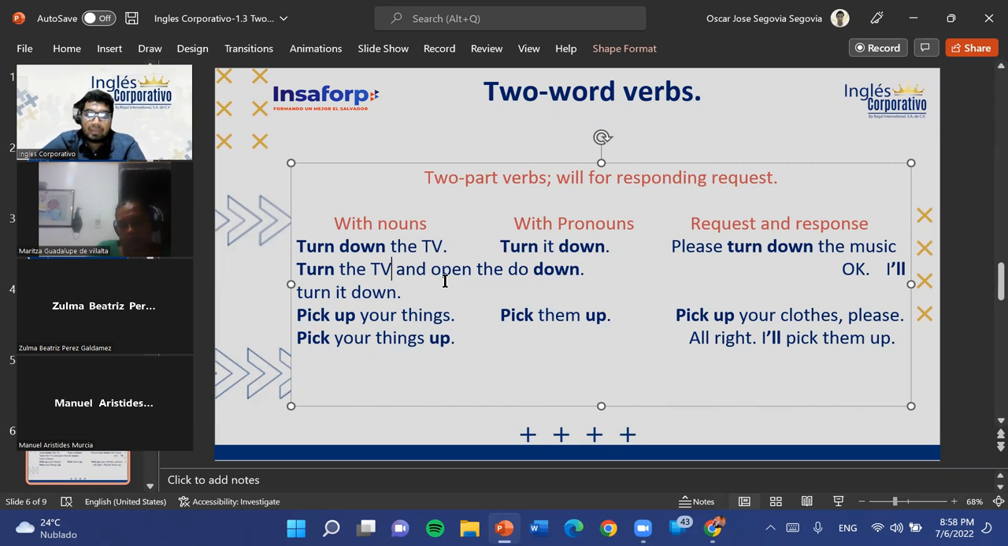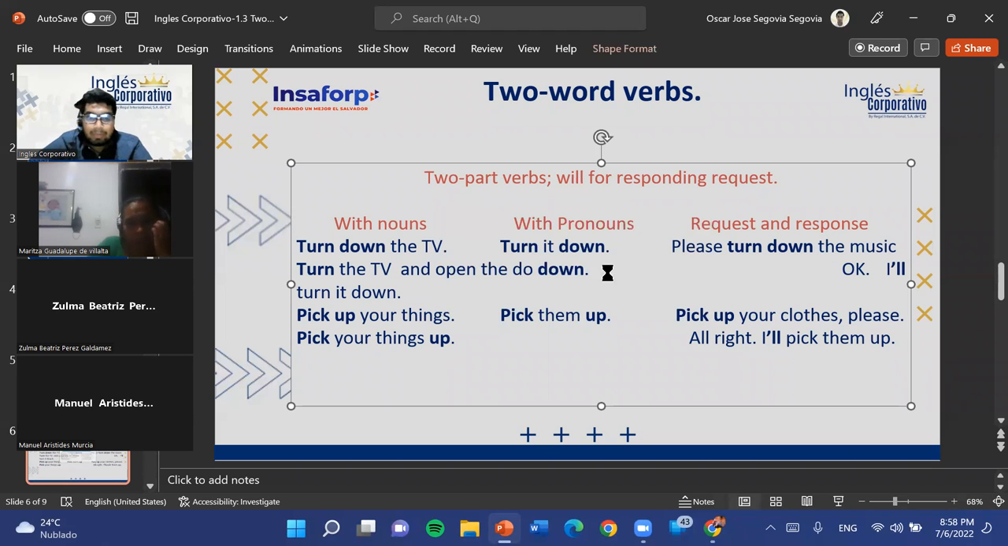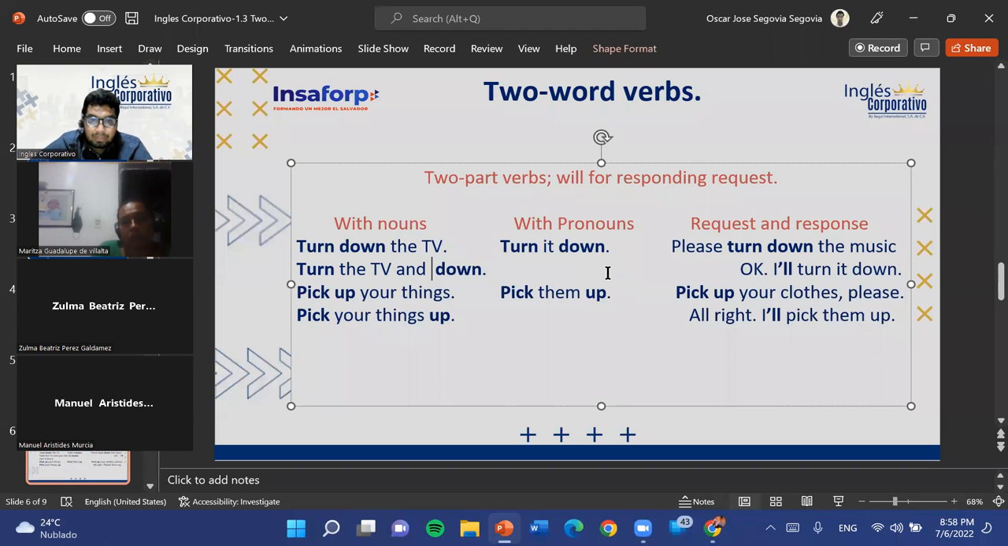O sea, por ejemplo, aquí. Uy, perdón. Okay, let's go back, porque aquí hice un solo desorden. Okay, so there. So as soon as you finish mentioning the noun that goes in between, you have to place down, the particle or preposition, as you want to call it. Sí, puede ser llamada como particle, partícula o preposición. Pero entonces eso es una cosa bien importante de tener en cuenta.